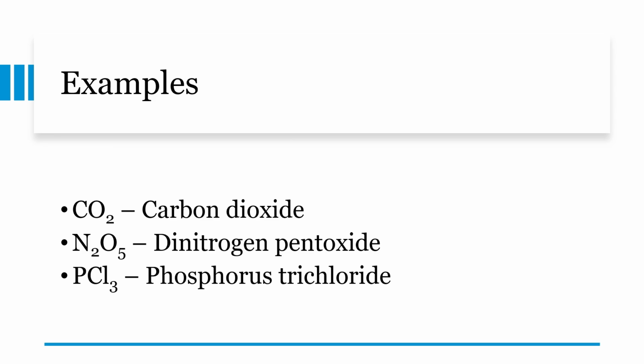And then our third one is going to be our PCl3. So we have one phosphorus and we have three chlorines. So again, we are never going to use mono on the first element. So we're just using phosphorus in order to show that we have one phosphorus atom. And then we have three of our chlorines using the prefix tri. And then our chlorine will be changed to chloride. So we get phosphorus trichloride as the name.